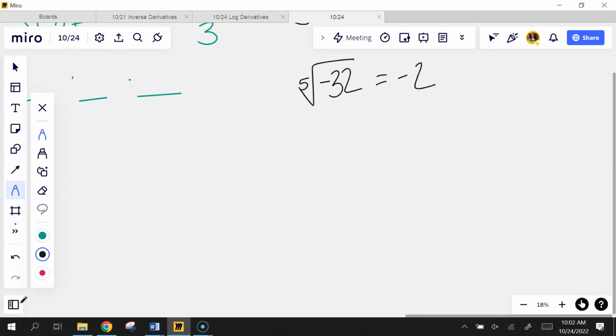Let's say I want to do the fifth root of negative 32,768. What I'm going to do is hit the 5 button first, then hit math, option 5, and then type negative 32768.